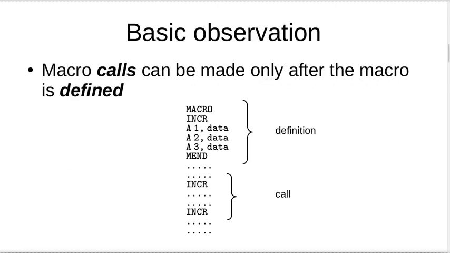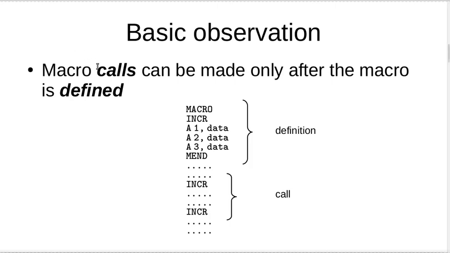So the basic observation we can recapitulate from the previous lectures is that macro calls can only be made after a macro has been defined. To work with the macro facility, the first and main step is to be able to define the macro properly, and once we have done that, then we can call that macro. So the first step, I repeat, is to define the macro appropriately. Only then can we call it.